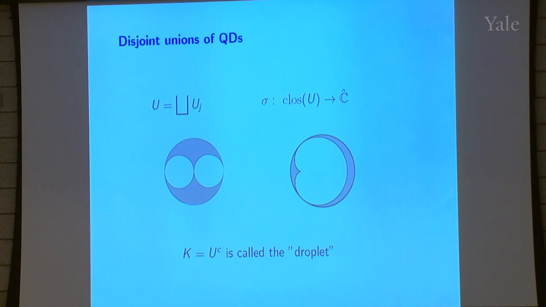Also, we can extend the definition of a Schwarz function by considering disjoint unions of quadrature domains. For example, in the first picture, you have three circles, the exterior circle and then two little circles. They're all disjoint, and then the shaded area is what we call the droplet. So the name is a reference to the Coulomb gas models. I will not be talking about this.